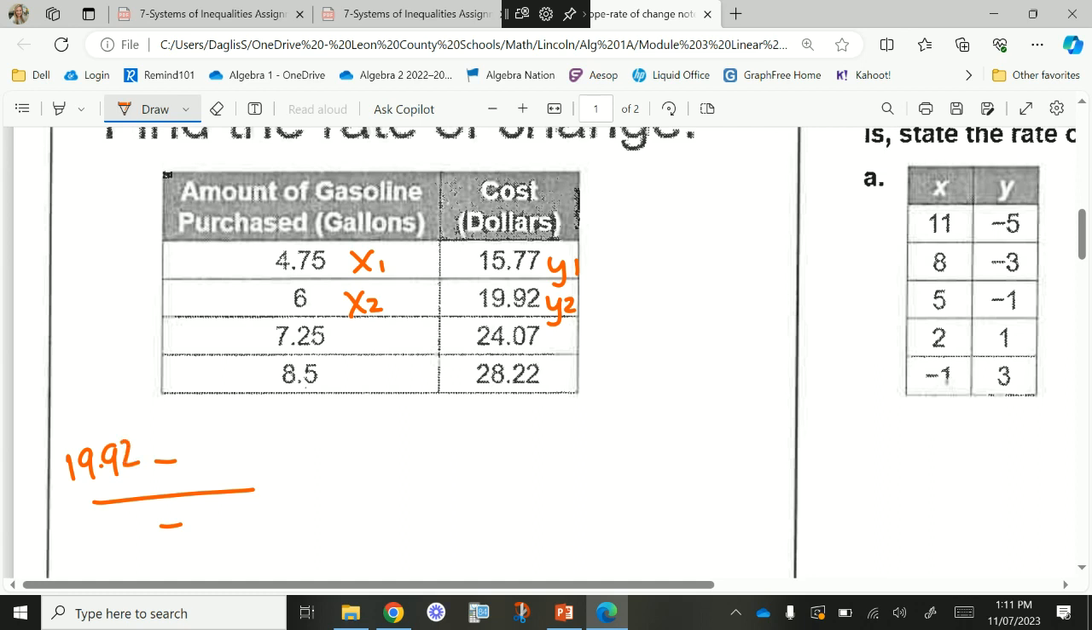1992 minus what? Minus 1577. And then my denominator was going to be 6 minus 475. 4.75. All right, I don't have a calculator. What is that? 3.32? You think so?